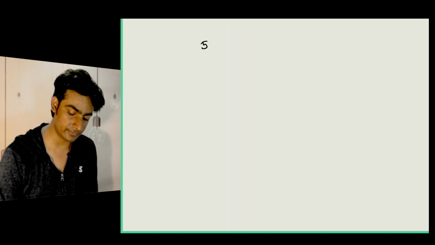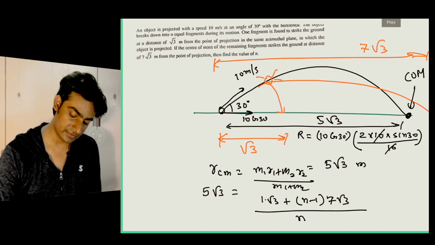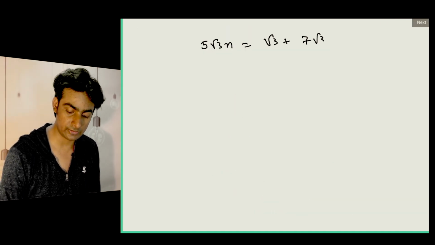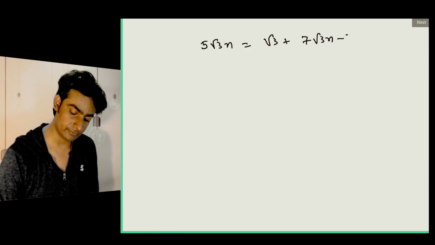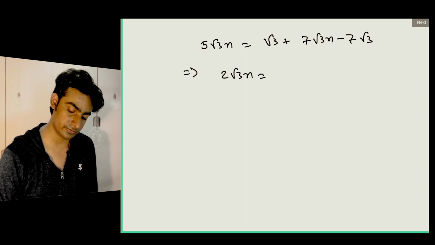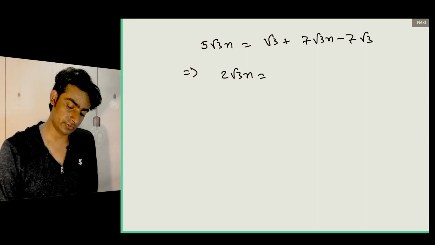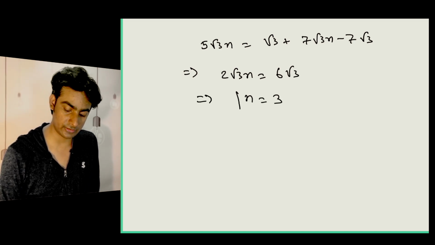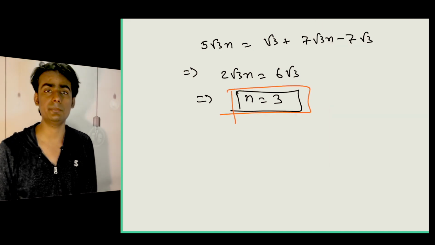So 5 root 3 n equals root 3 plus 7 root 3 n minus 7 root 3. Solving this equation, we get 2 root 3 n equals 6 root 3. So n equals 3. The number of fragments is 3. So there will be 3 fragments.